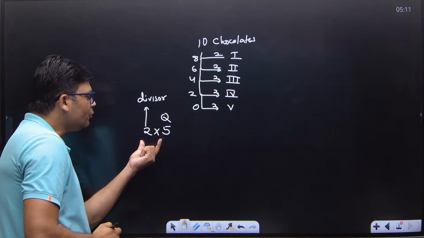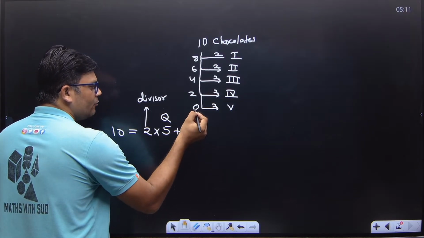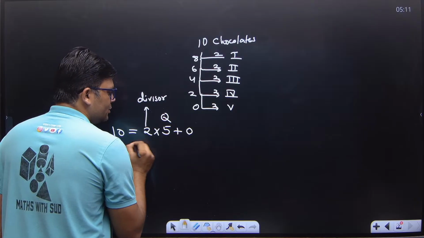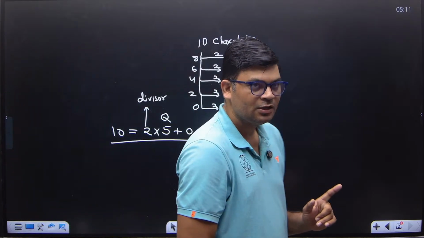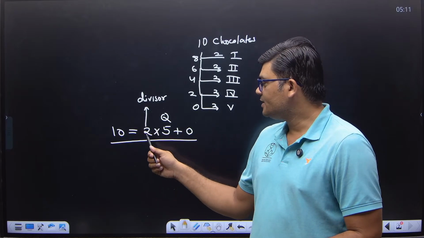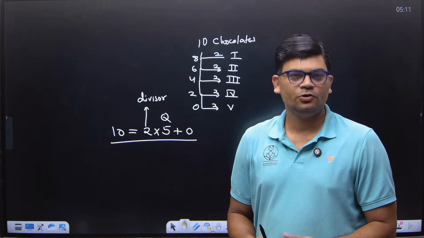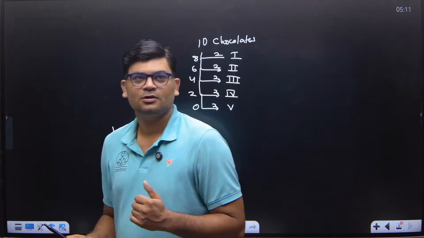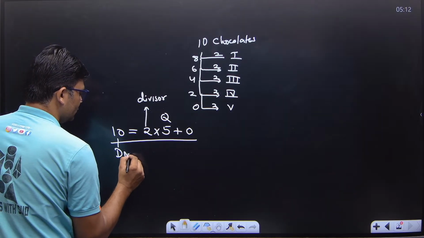So you see, 2 into 5 is actually equal to 10, and the remainder, what was left with yourself, was 0. So division has got 4 aspects. One is known as dividend, one is known as divisor, one is quotient, and one is remainder. You know this? Okay. Please write down.